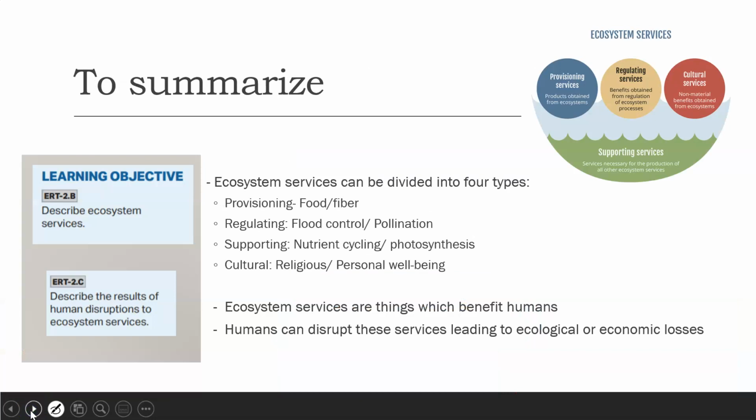So to summarize, we learned about the ecosystem services and provisioning of food or fiber, regulating flood control, pollination, supporting, such as nutrient cycling or photosynthesis, and cultural, such as religious or your personal well-being. And the ecosystem services are things which benefit humans, so don't forget that. It has to benefit humans. And humans can disrupt these services, leading to ecological or economic losses.